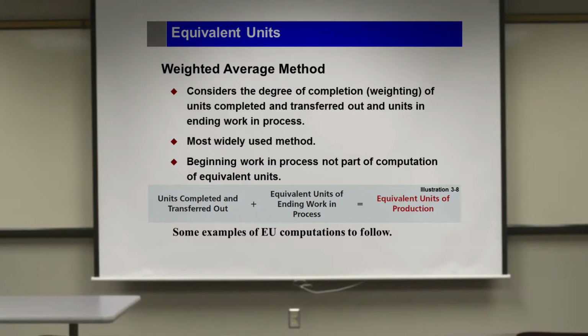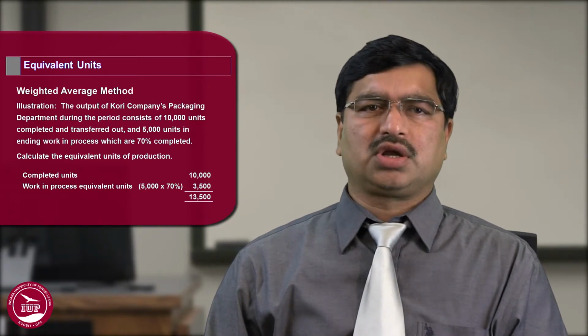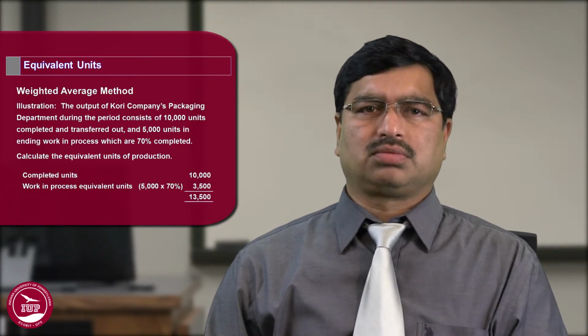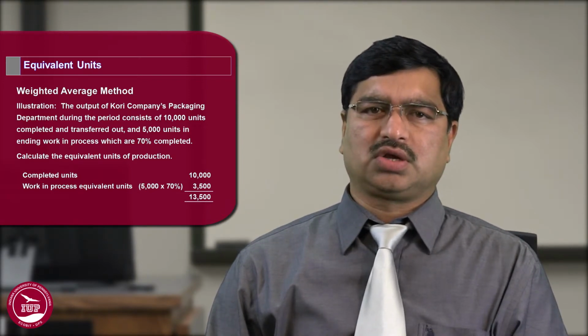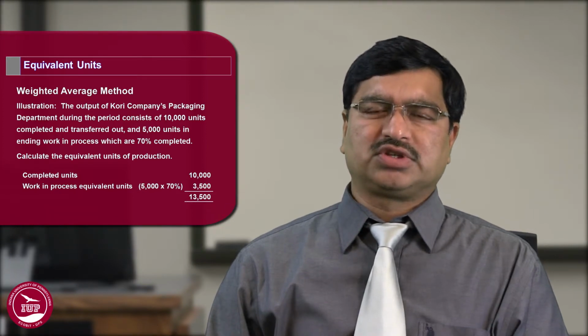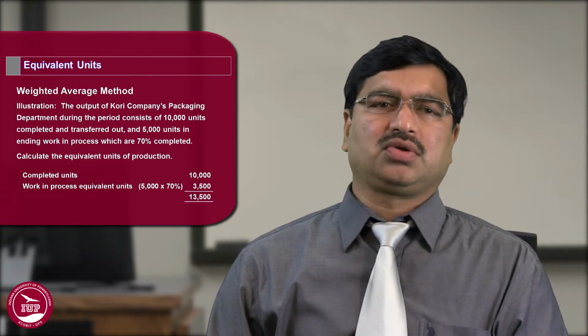In this case, your units completed and transferred out, plus any equivalent units of ending work in process, gives you the equivalent units of production. So now we will focus our attention on how to compute these equivalent units of production. Let's assume that Corey Company Packaging Department consists of 10,000 units which have been completed and transferred out. So the physical units are 10,000. Since all the units are complete, your equivalent units are also 10,000.